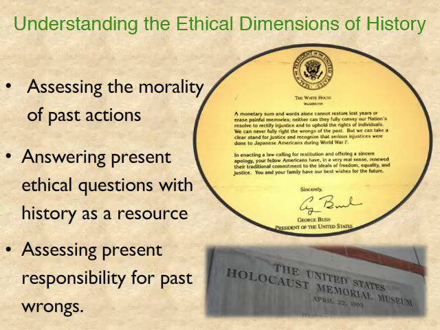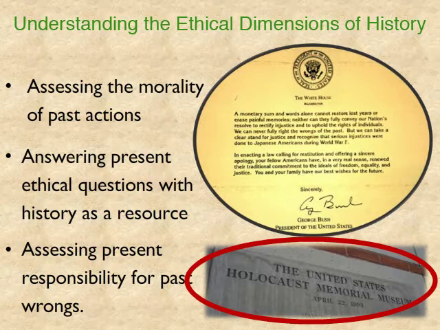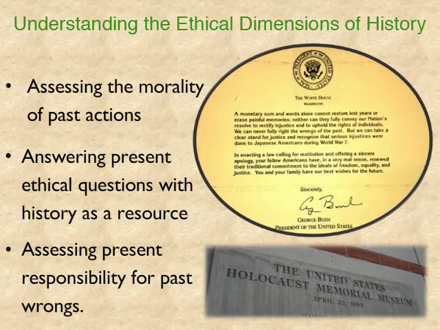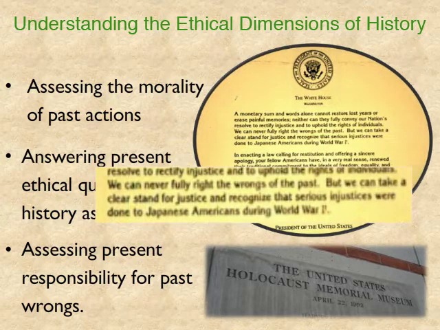Another ethical dimension involves considering what, if any, responsibilities exist in the present because of past atrocities. An example of that might be the mission of the Holocaust Museum in Washington, D.C. It's there to remember the Holocaust victims and therefore prevent similar tragedies in the future. Another example would be the United States government paid reparations to descendants of Japanese who were forced into U.S. internment camps during the Second World War.